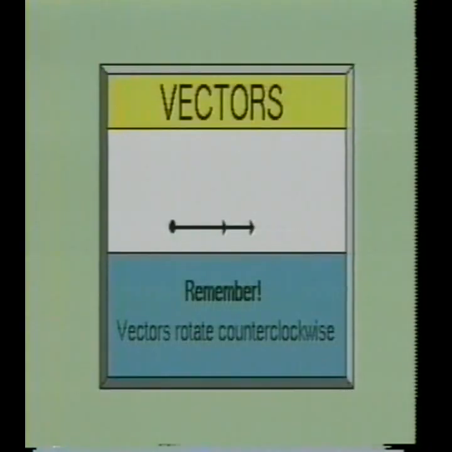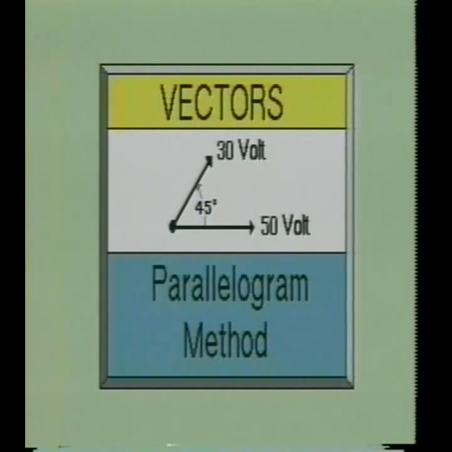Here we see a vector for two voltages 45 degrees out of phase. One has an instantaneous voltage of 50 volts and the other an instantaneous voltage of 30 volts. If you notice, the 30 volt vector is placed 45 degrees in a counterclockwise direction from the 50 volt vector. The simplest method of finding the result of these two vectors is to use the parallelogram method.